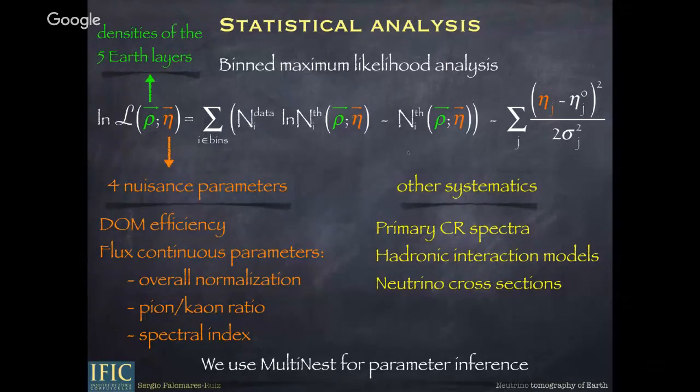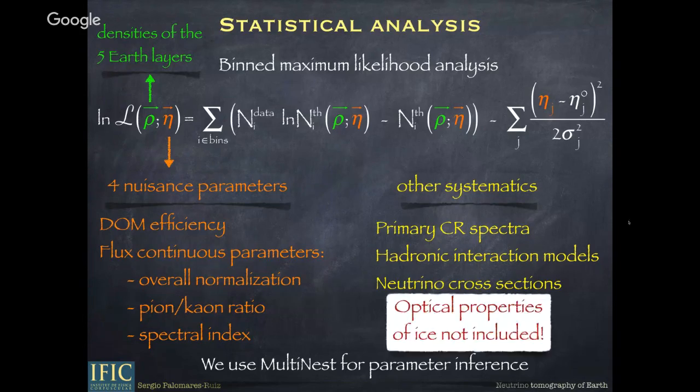And in order to infer the parameters with the data using this maximum likelihood analysis, we use MultiNest. And just one comment, which is important, is that in this work, we don't take into account the uncertainties due to the optical properties of the ice, just because the way this is available with the IceCube Monte Carlo was not precise enough for our analysis. But this is potentially something that could have an impact on the results.